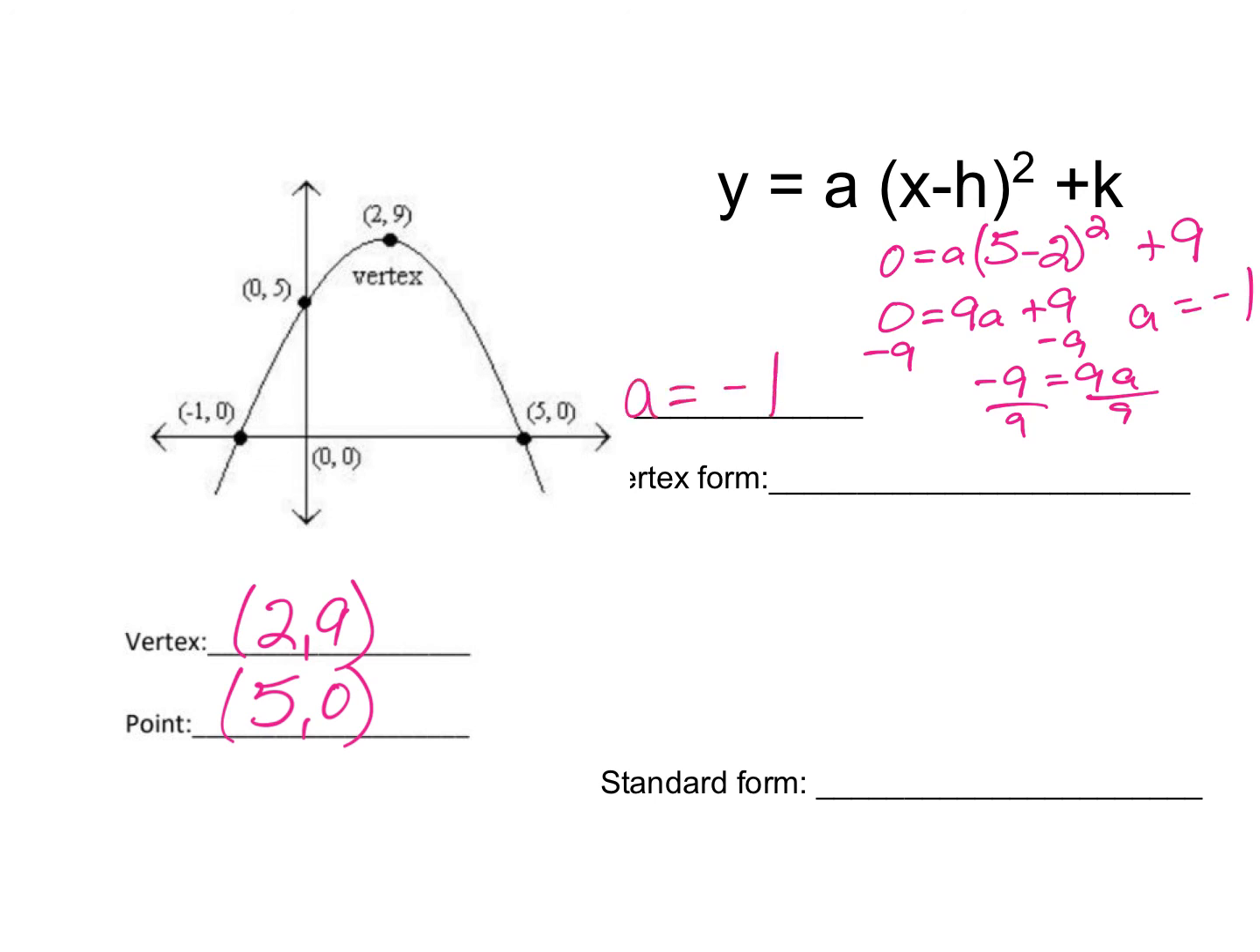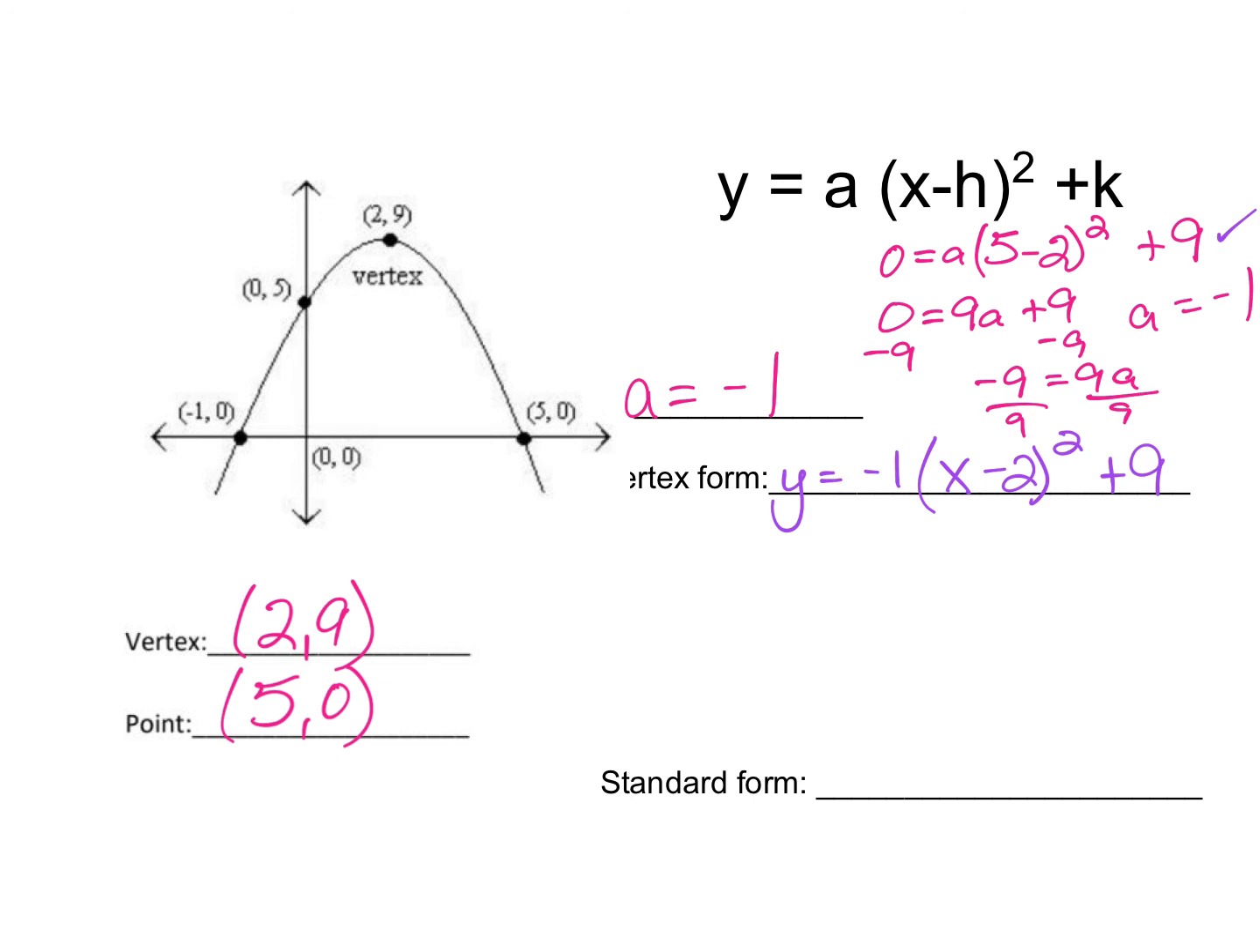I guess it got cut off here. So now that I know that A equals negative 1, I can write it in vertex form. Y equals negative 1 times (X minus 2) squared plus 9. The good thing is you pretty much have it done there. You just are going to use X and Y instead of all those other values.